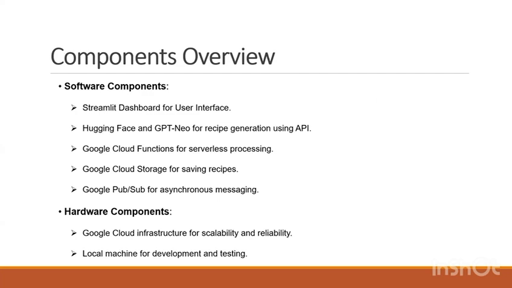The components that I used as a part of this project were Streamlit for an interactive and user-friendly dashboard, Hugging Face and GPT Neo for recipe generation using natural language processing, Google Cloud Functions for processing HTTP requests serverlessly, Google Cloud Storage to store the generated recipes for future retrieval, and Google PubSub to facilitate asynchronous messaging. On the hardware side, we leveraged Google Cloud's robust infrastructure for scalability and reliability. Additionally, a local machine, which was my laptop, was used during the development and testing phases.